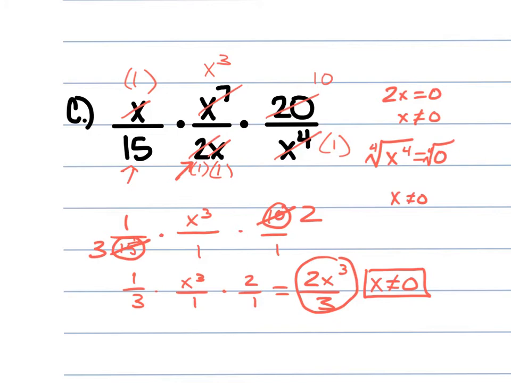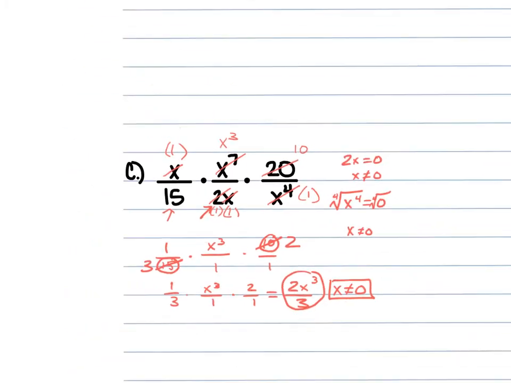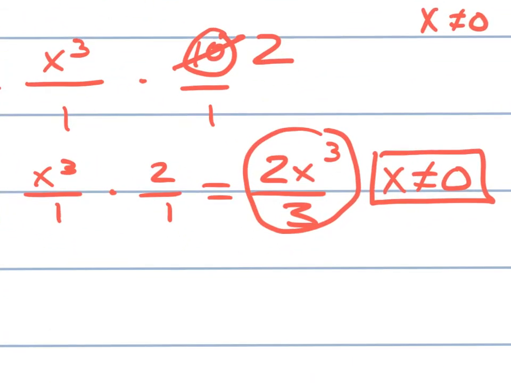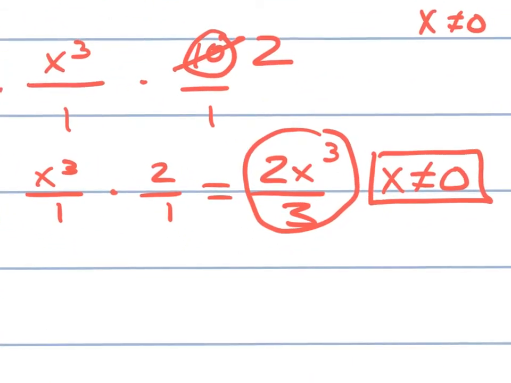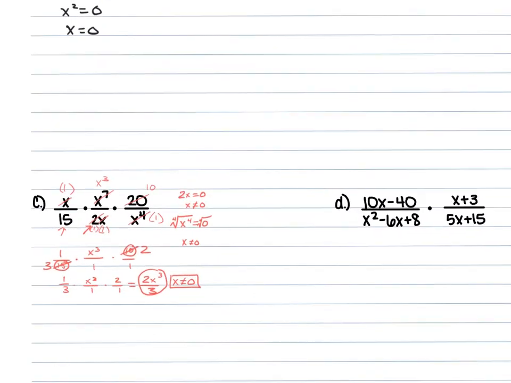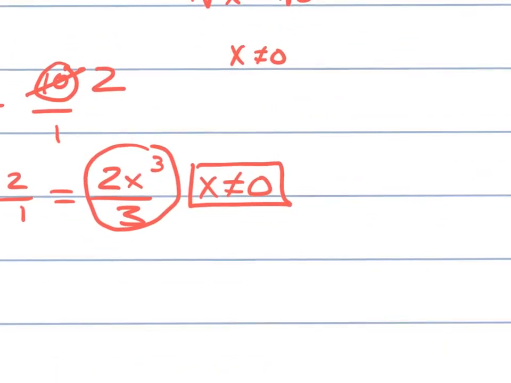So let's say that this problem was on a test. You would answer with x is not equal to 0 and 2x to the third. Because it answers 2 parts here. The first part asked us to factor completely. That's in the circle, is factored completely. The second part of the question says determine where the expression is undefined. That's where the box is. That's where it's undefined. x cannot equal 0.